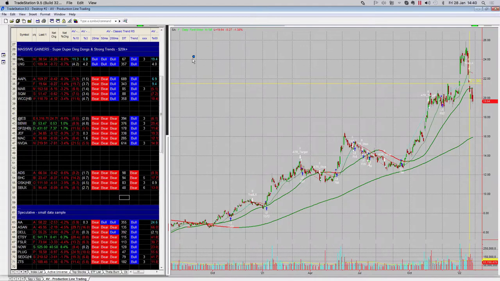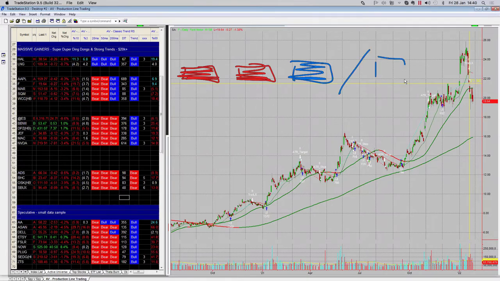So again, one more time, I'm looking for red, red, wine, red, red, blue. If you know the song, great. If you don't, it's okay. So red, red, blue, and the direction is blue or bullish. So that's what we're looking for. Bear with me. It's the 20, 50, 200, and direction is bullish. So this is what a dip in an uptrend looks like.